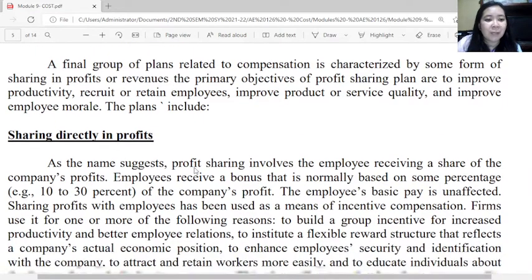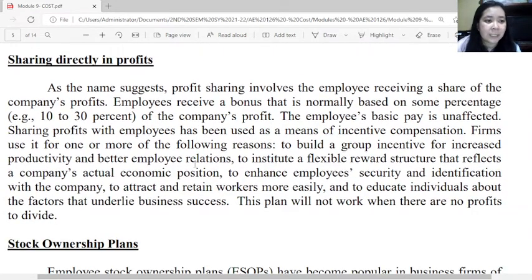So we have the following: sharing directly in profits. As the name suggests, this involves the employee receiving a share of the company's profits. In this case, employees receive a bonus, basically based on some percentage of the company's profit. So actually this is a form of bonus, a motivation to retain the employee. Most likely this type of wage plan is offered to managerial positions.